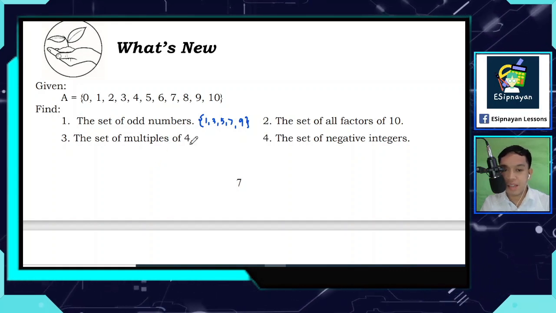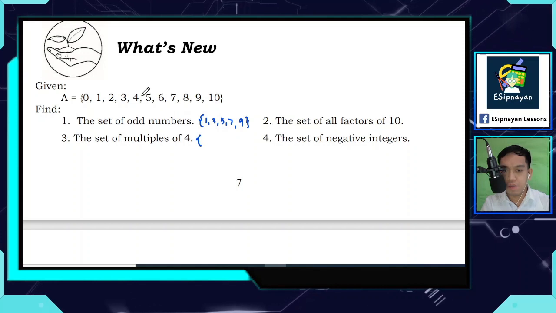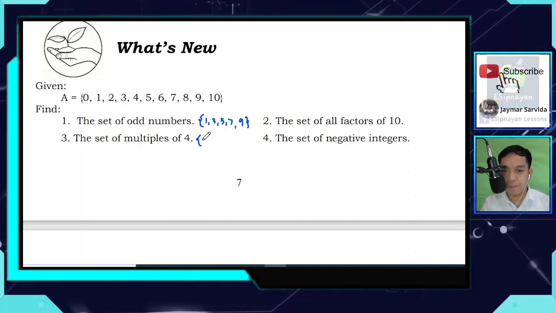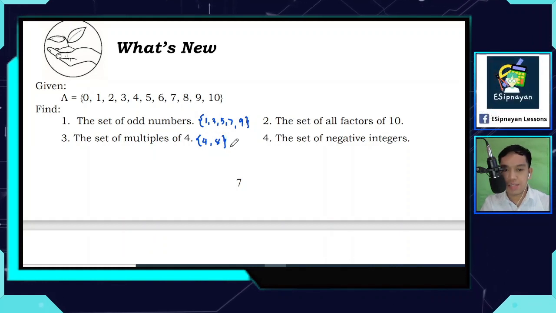Next, the set of multiples of 4. Of course, let's start with 4. Then, ano pa ang kanyang multiples dito? 4 plus 4, 8. Okay, so that is 8. So ito yung ating set sa number 3. Nag-ano pala tayo, number 3. Okay, ito pala siya, number 2.